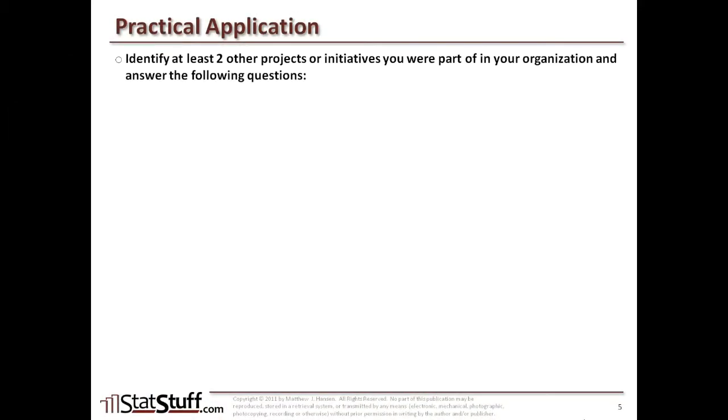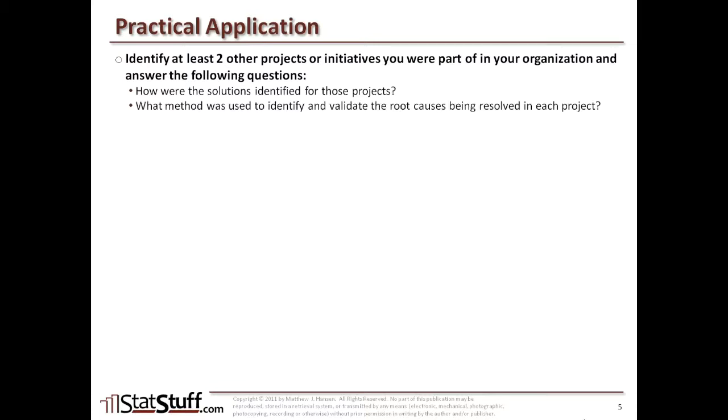All right, before we close this lesson, let's discuss how we can apply some of these concepts in a practical way. I'd like you to try to identify at least 2 other projects or initiatives that you might have worked on as part of your organization and ask yourself a few questions. First of all, how were the solutions identified for those particular projects? And what method was used to identify and validate the root causes that were being resolved within each project? And how were the solutions tied to a root cause? For example, to ensure that they were actually going to resolve the original root problem that you were trying to attack within the project in the first place.